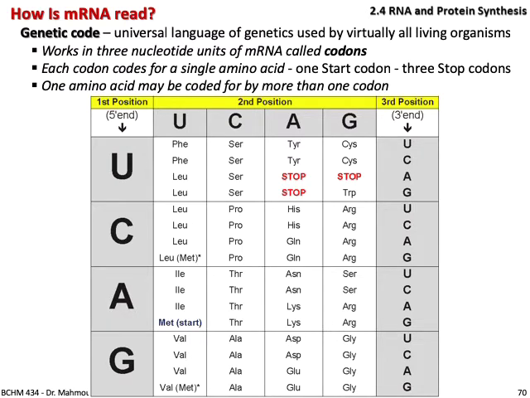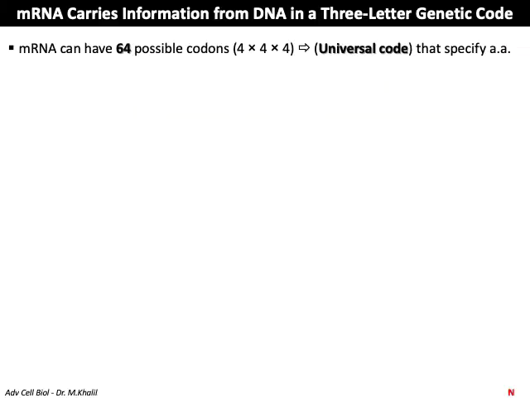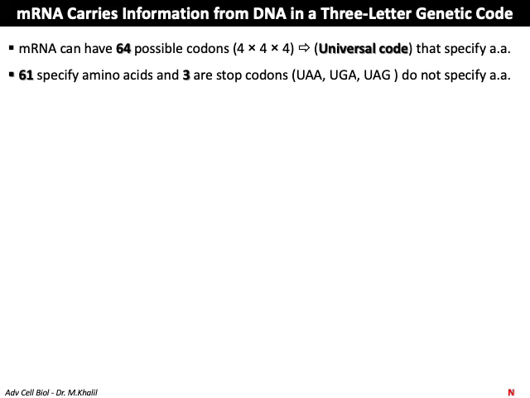As you can see from the table, 1 amino acid may be coded by more than 1 codon. The messenger RNA has 64 possible codons. It's actually the combination of 4 times 4 times 4. This is a universal code that specifies amino acids: 61 codons for amino acids and 3 codons for the stop codons.